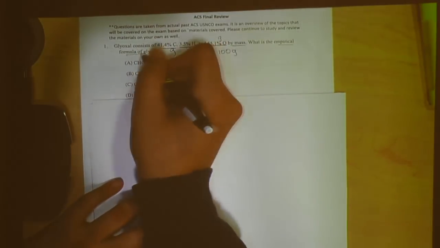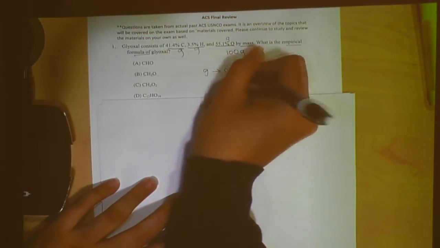Of course. So anytime it says percent by mass, you're going to assume that you have 100 grams, and that these percents are of the 100 grams. So that 41.4% is 41.4 grams of carbon, 3.5 grams of hydrogen, and 55.1 grams of oxygen. Okay? And now it's asking for the empirical formula. As you know, the empirical formula is the one that is the most simplified. So how do we figure this one out?